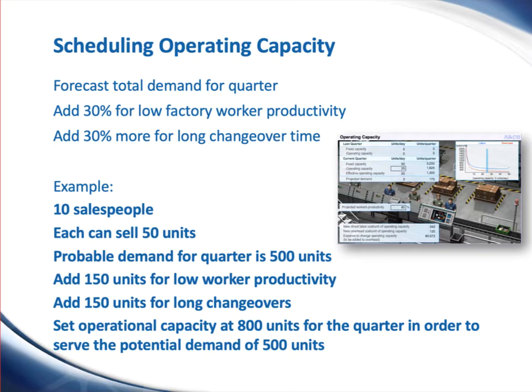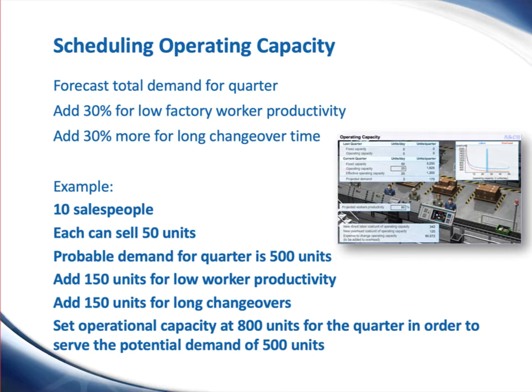How do we schedule operating capacity? So we have a forecast of total demand for the quarter, but we also have to make sure that we adjust for less than perfect productivity and effectiveness. So maybe we should add approximately 30% for low factory worker productivity, and maybe we should add 30% more for long changeover time if we have 2 brands, which we do.